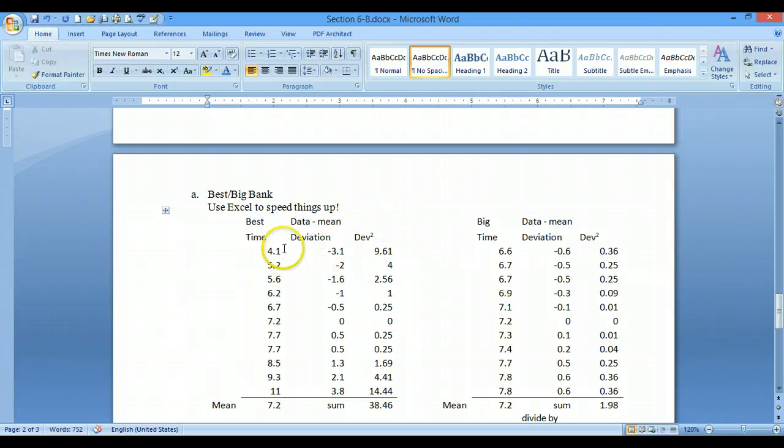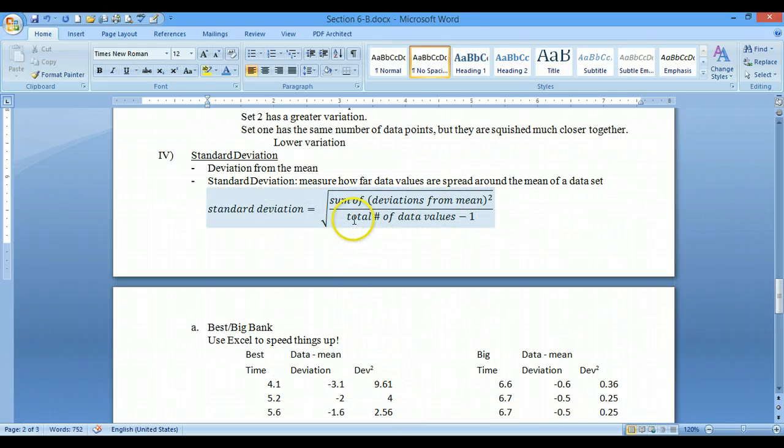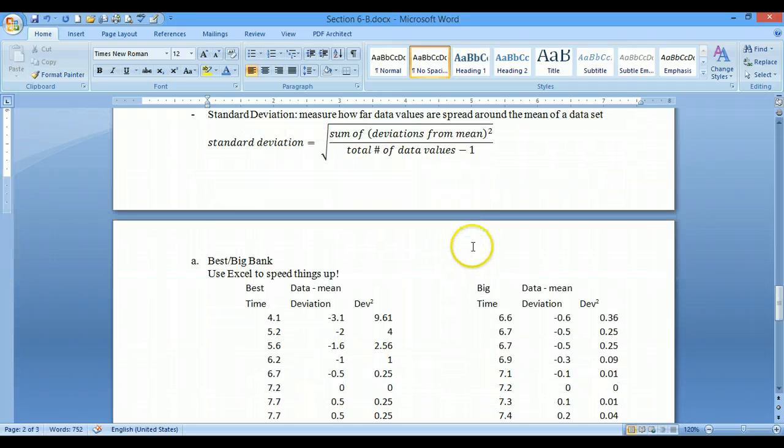So here we have our data points from best bank, from smallest to largest, and big bank from smallest to largest. What we want to do first is find the data point, subtract the mean, or its deviation, and of course some of them will be negative, and then we square that to get rid of the negative so that when we add them, they won't start subtracting away from each other.